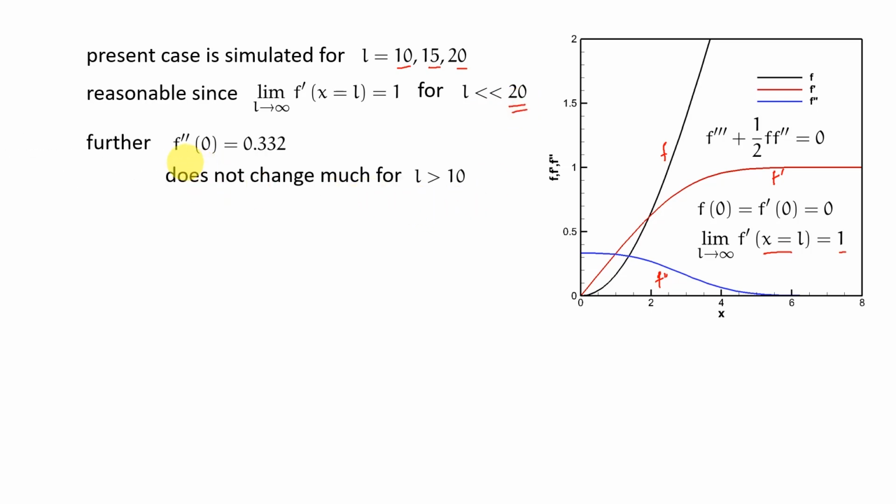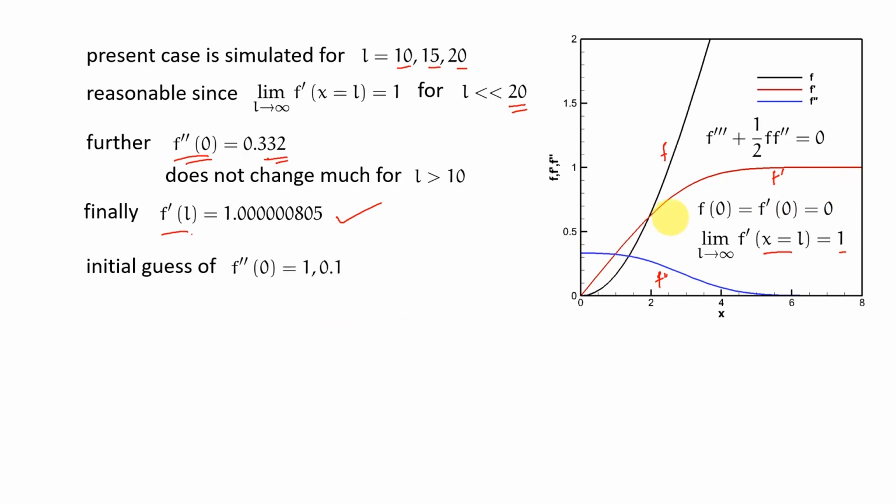We'll also see that f double prime 0, which is an important quantity in fluid mechanics, will come out to be 0.332 once the solution is converged. This comes in L equals 10, and as we go from L 15 to 20 there is not much of a change in f double prime 0, so in L equals 20 also you will find this to be 0.332. Similarly, f prime at L is almost 1 here, so we can say that the solution is converged. If you have a fluid mechanics textbook, you can also match your result with the series solution and you will find that it is all right.